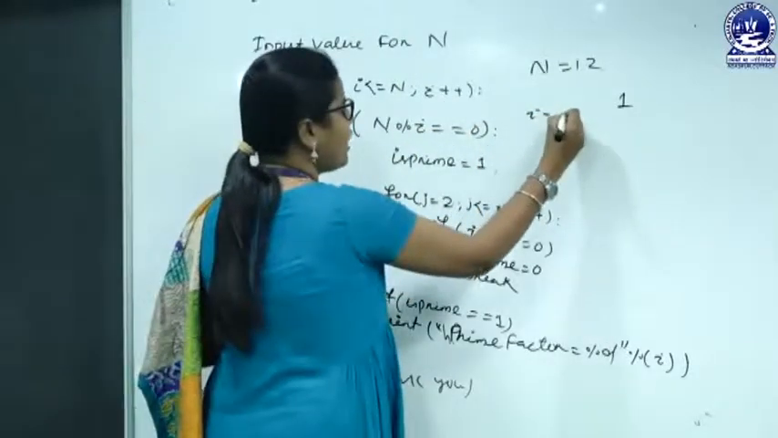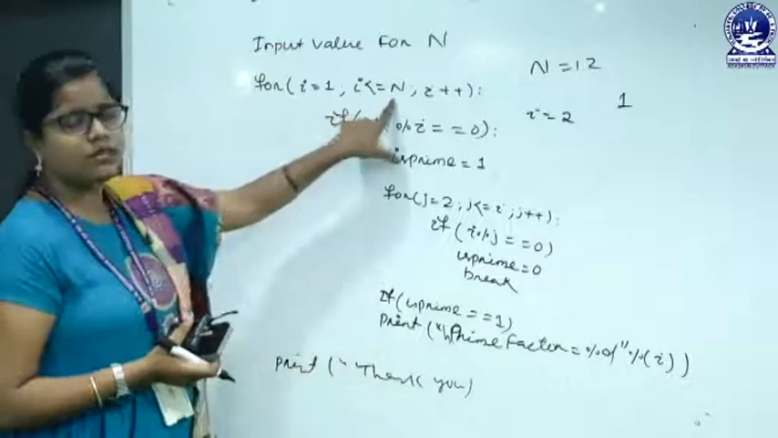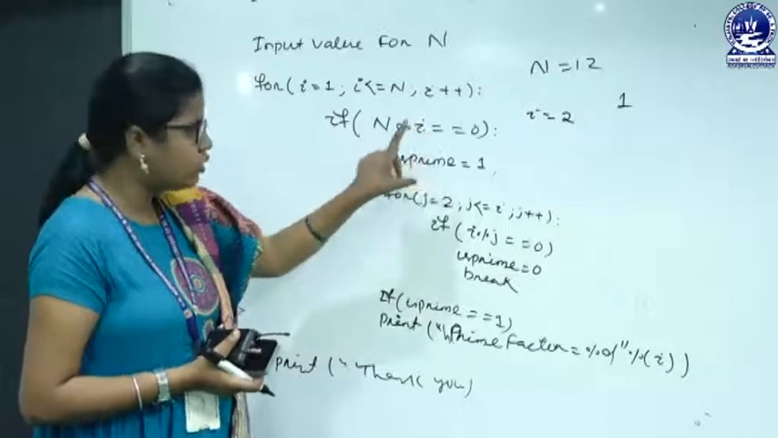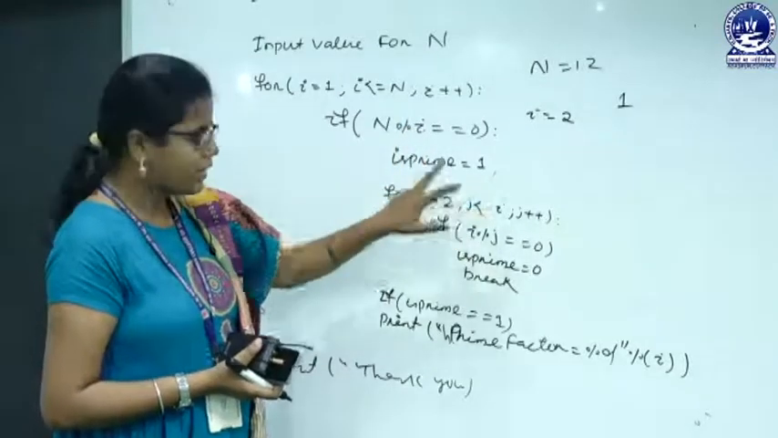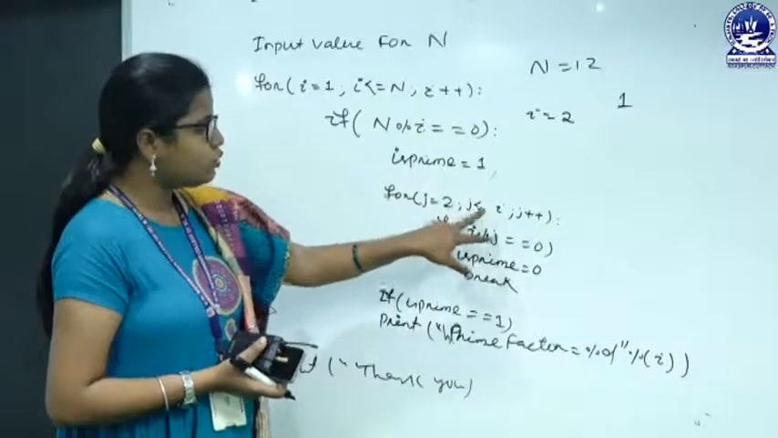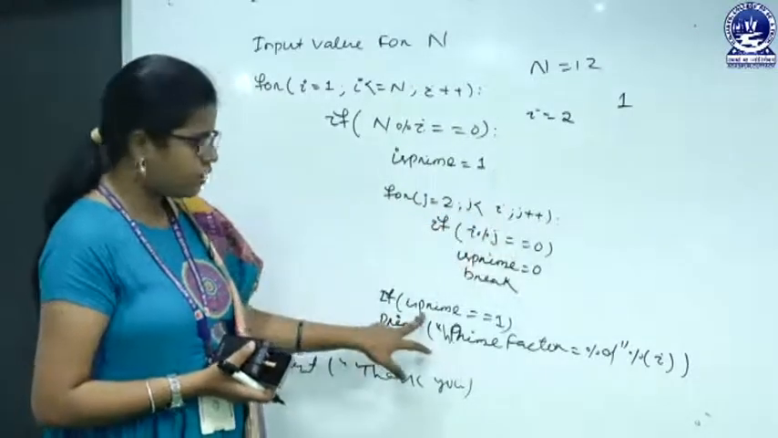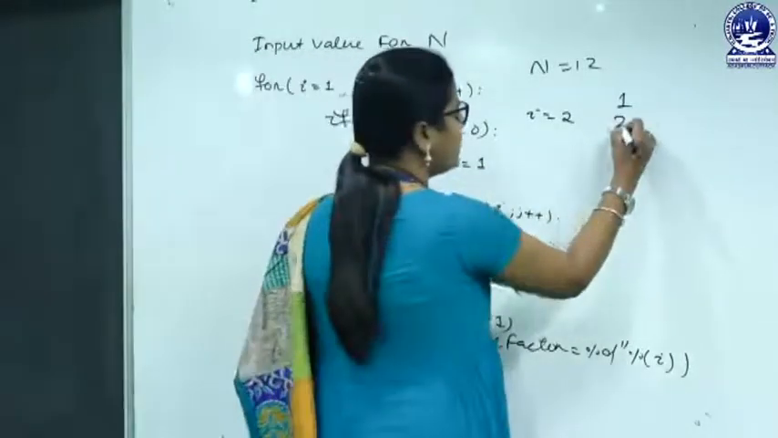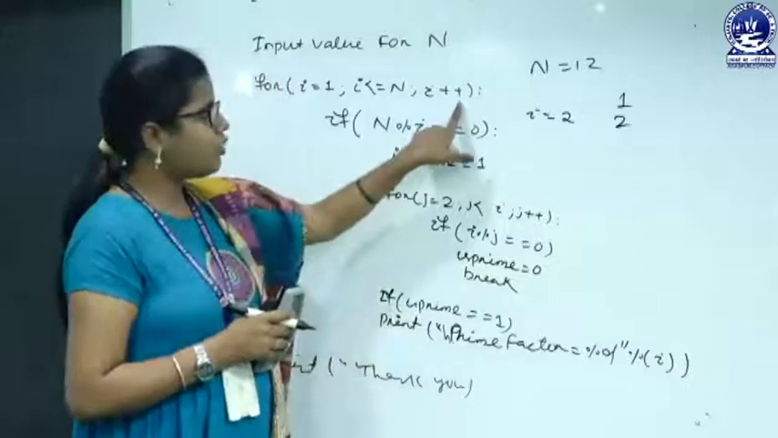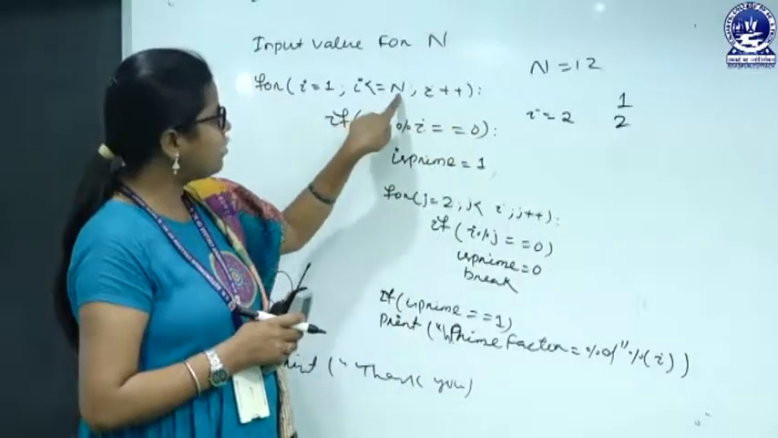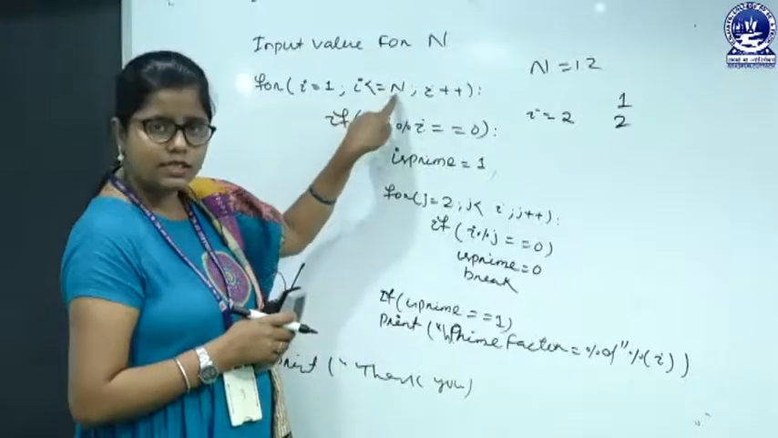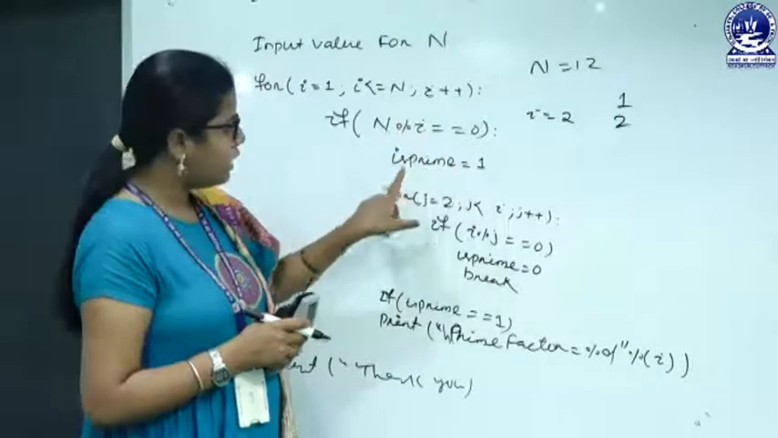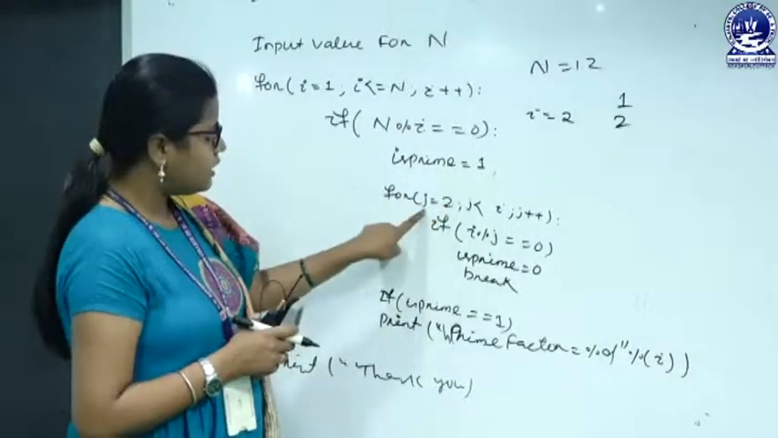So I will be what? I will be 2. 2 less than equals to 12, true. Then we will go here, 12 modulo 2 equals to 0, true. Is prime equals to what? 1. Then for j equals to 2, 2 less than 2, that is false. Then we will go here, is prime equals to 1, that is true. So it will print 2 here. Then I will get modified, I will be 3. 3 less than equals to 12, that is true. Then 12 modulo 3 equals to 0, true. Is prime equals to what? 1. Then j equals to 2.